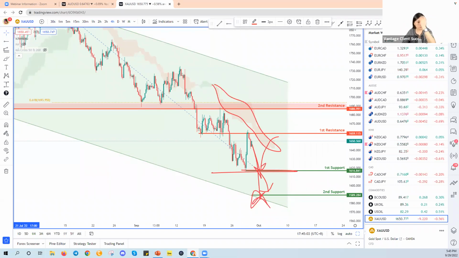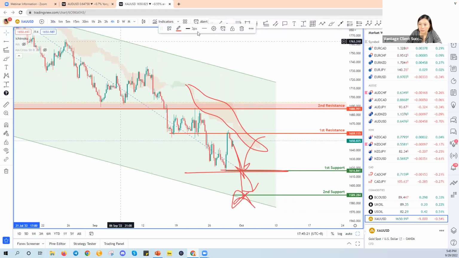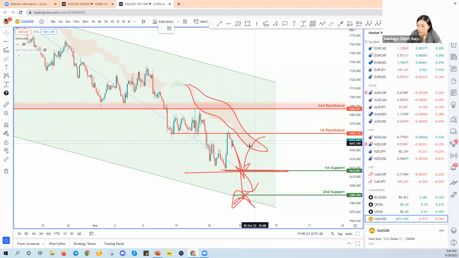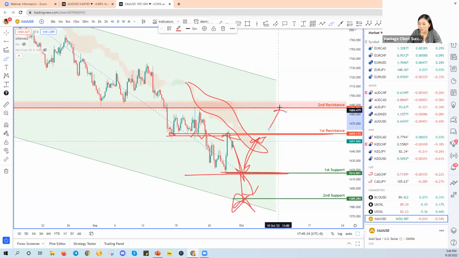Okay, so let me continue. For this resistance level, I'll put here because that is my key overlapping resistance level that we're looking at. Let me grab my pen. I seem to have lost my brush. If it comes back here, it will definitely test this level again because it has tested many times before a break to my second resistance, which is here.